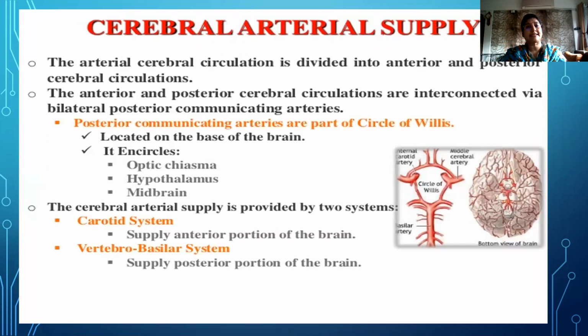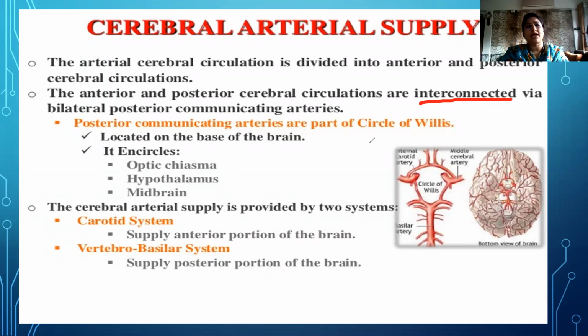Now let us see the arterial supply of the cerebrum in detail. It divides into two branches, the anterior and the posterior cerebral communications. Now here students, please keep this in mind that these two are interconnected by bilateral posterior communicating arteries.